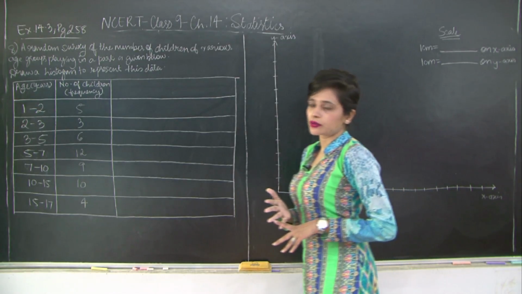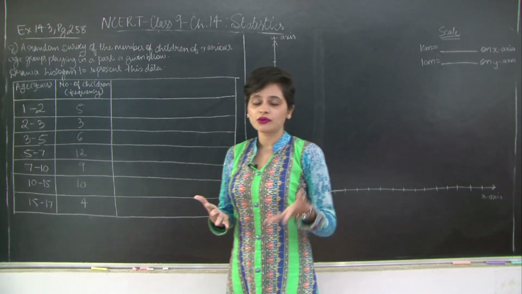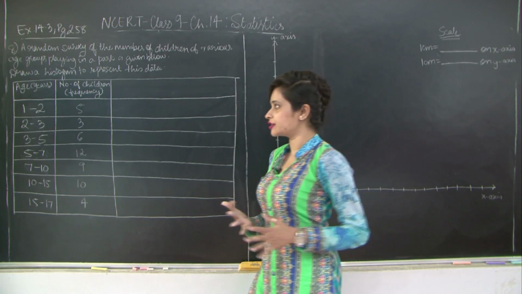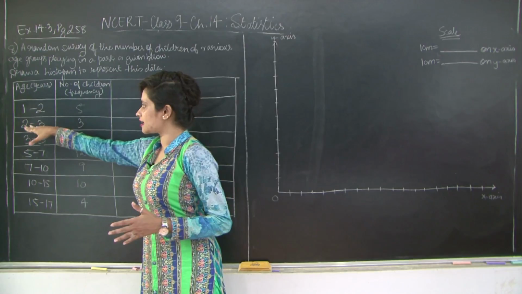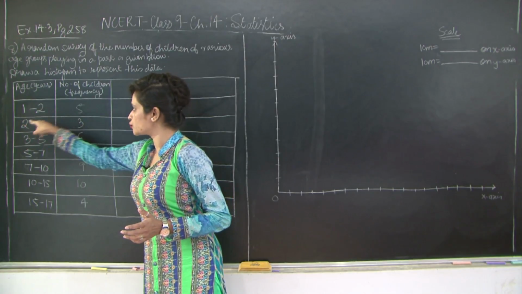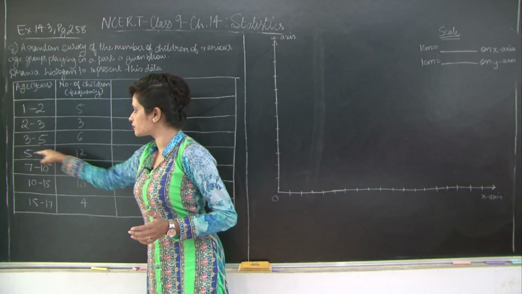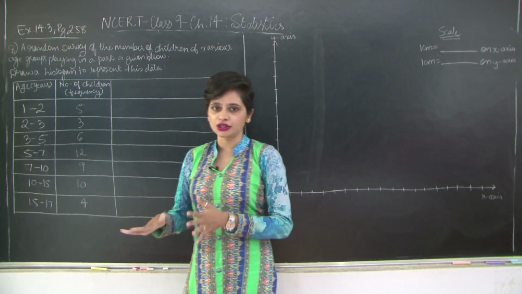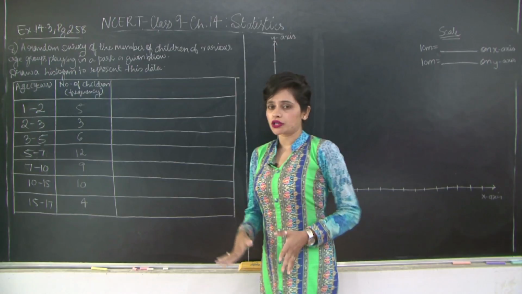So what two things do we need to know when we need to draw a histogram? One, that the class intervals should be continuous. So we can see that the class intervals are continuous because 1 to 2, 2 to 3, 3 to 5, 5 to 7, 7 to 10, 10 to 15, 15 to 17. So there is a continuity, there is no discontinuity whatsoever.